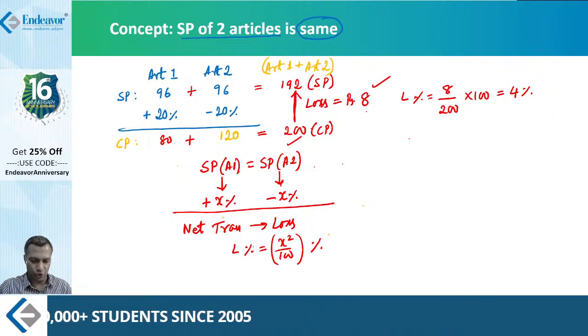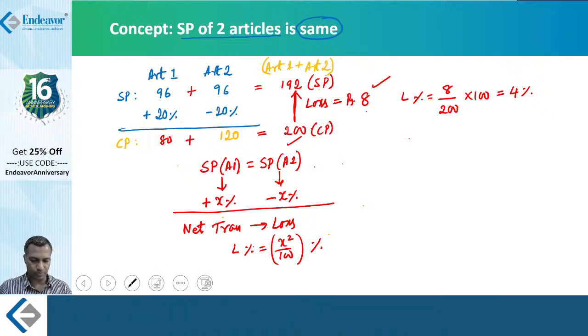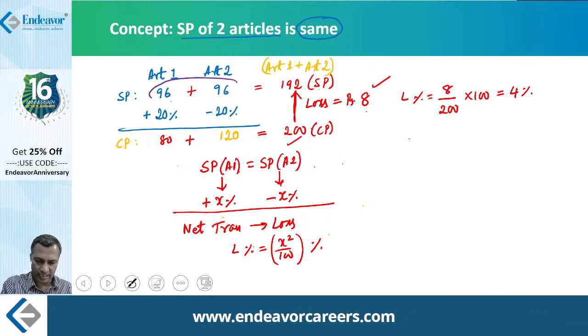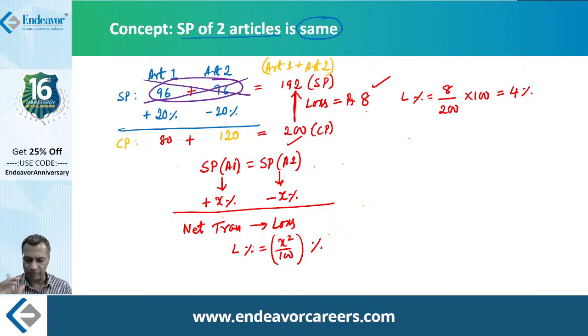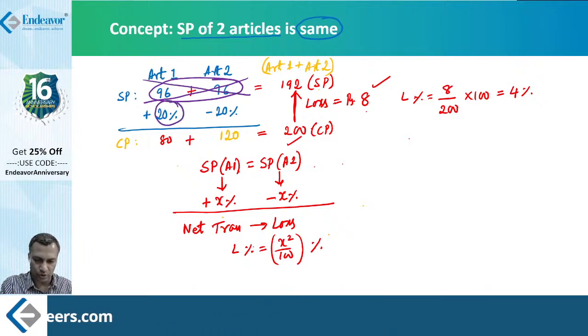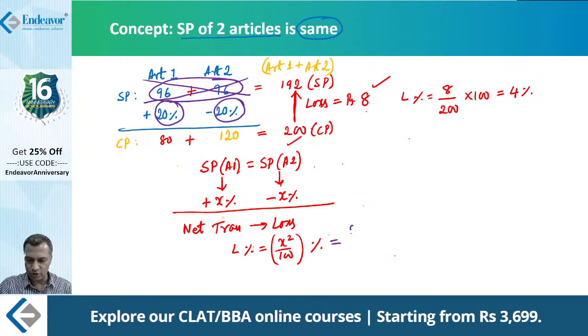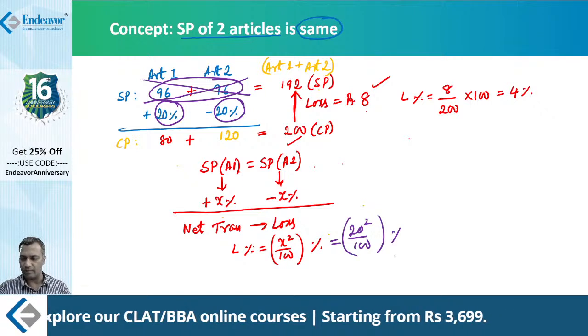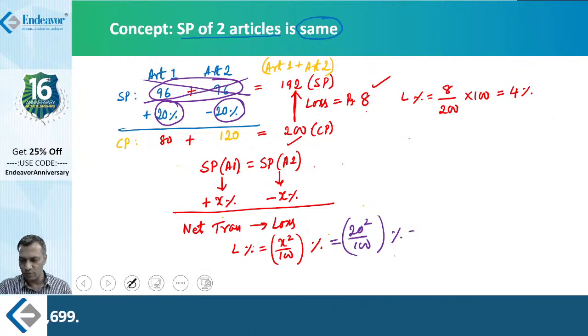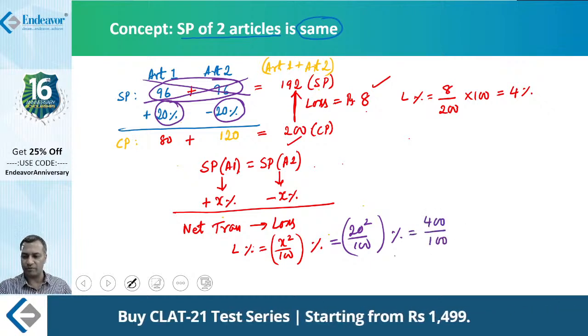That is it. So if I knew this, while doing this particular question, I would have ignored this 96. If the value is just a percentage, I don't need this fellow. I would have just paid attention to this 20 number here. There is a net loss here, and the loss is 20 square divided by 100%. What is 20 square? 400 divided by 100, which is nothing but 4%.